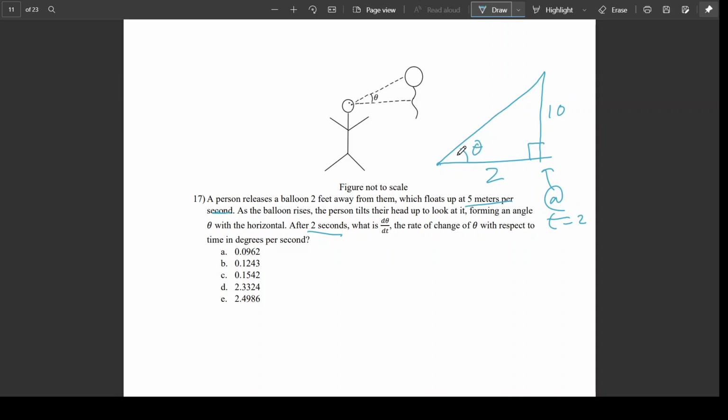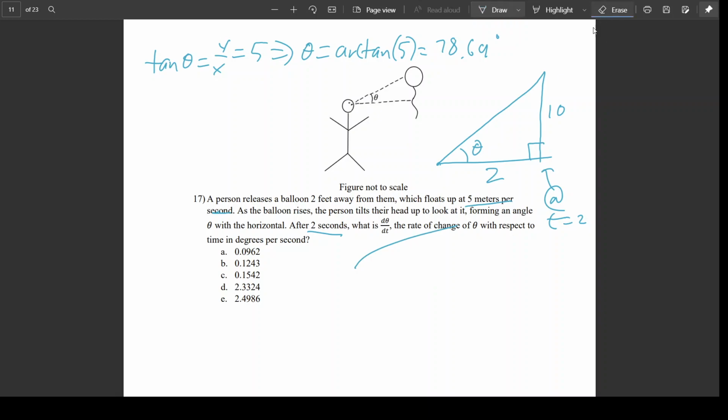So I can find out theta because I know 2 of the sides. I know that tangent of theta is equal to y over x. In this case, y is 10, x is 2, so this is equal to 5. Therefore, theta is equal to the arctangent of 5, which is approximately 78.69 degrees.